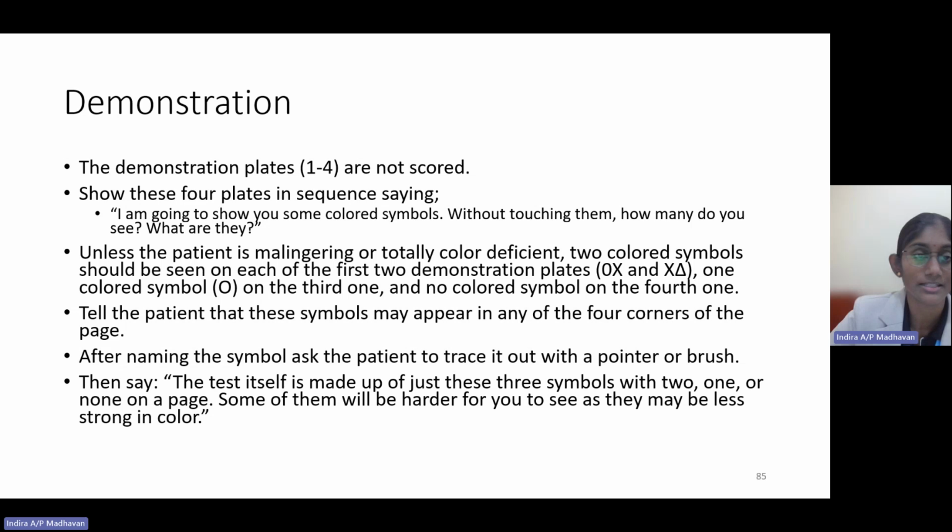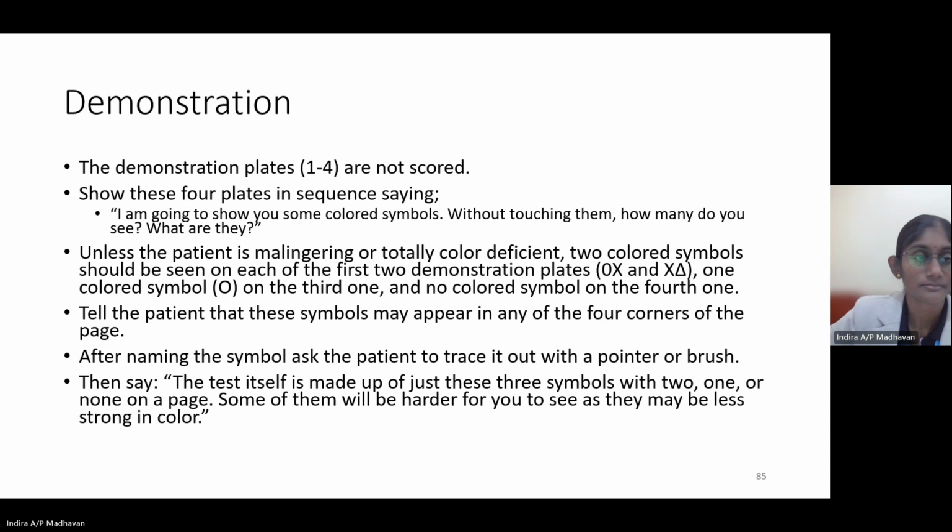Unless the patient is malingering or totally color deficient, 2 colored symbols should be seen on each of the first 2 demonstration plates, which are the circle and X, and X and triangle. Okay, 1 colored symbol on the third one, and no colored symbol on the fourth one. This is the answer that you're supposed to get. You don't need to memorize this. When we do the hands-on during the lab session, you can always refer to the lecture notes to look back on how to perform this task.